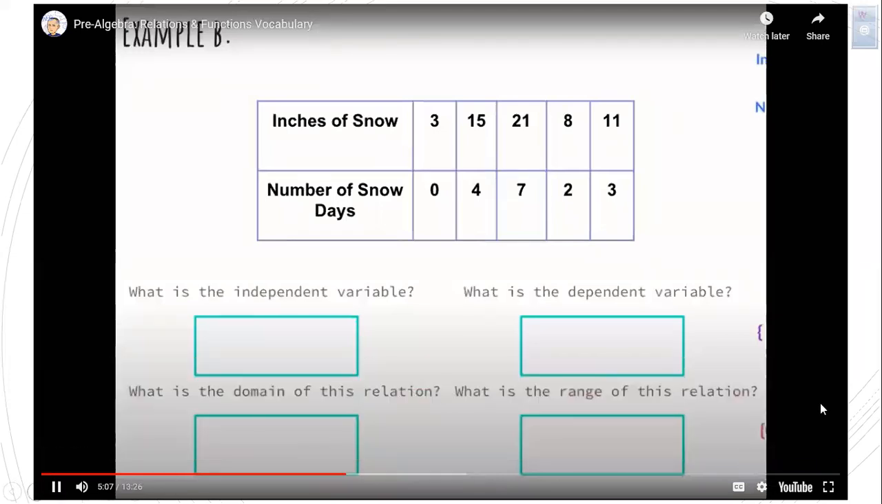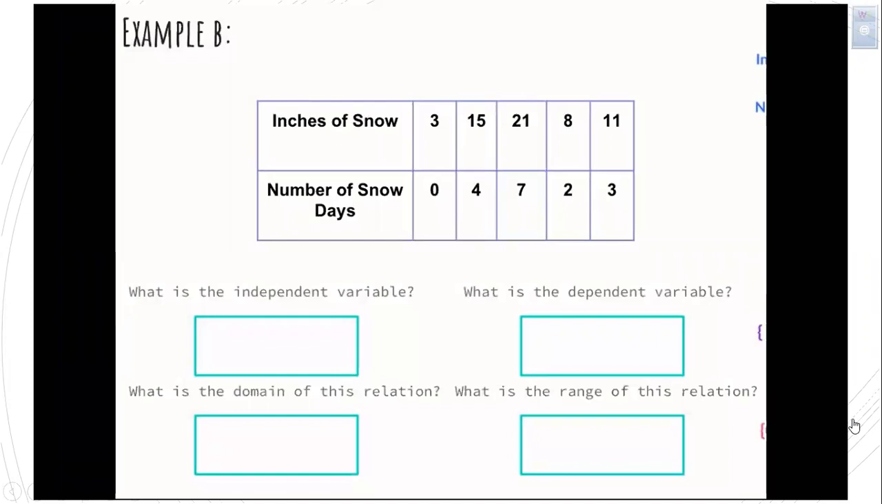We've got a graph that shows inches of snow and the number of days out of school once you have those inches of snow. Now we have some questions here that are talking about our independent and dependent variables, as well as our domain and range for this relation. So remember, when we're talking about independent and dependent variable, we want words.